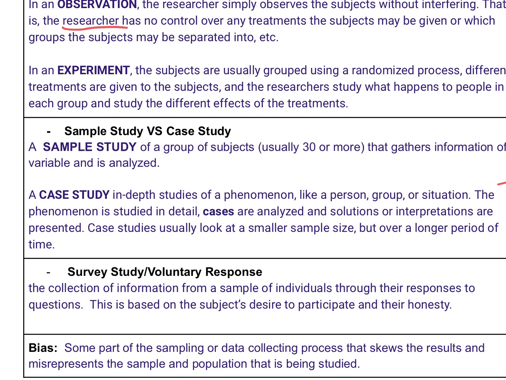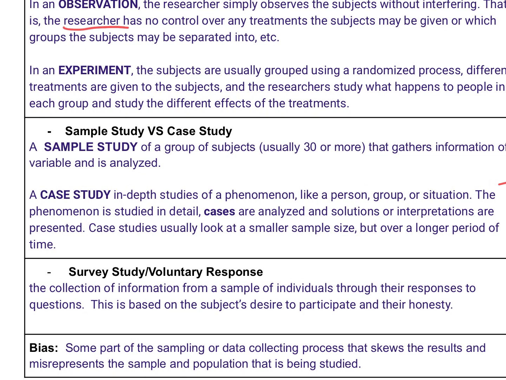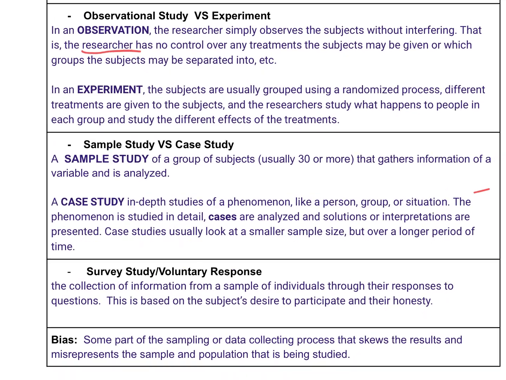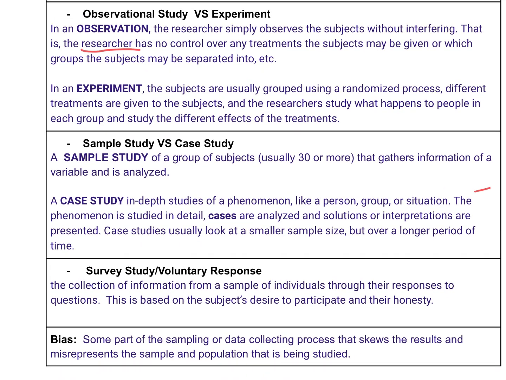Next up, we have sample and case studies, okay? Sample studies are groups of subjects that gather information on a variable and are analyzed. So the big thing here is that these are bigger groups, usually 30 or more. A sample study might be ACT prep. Let's say that 80 students take ACT prep each year in total, and I am gathering information. I'm going to compare the grade that they got in ACT prep and see if it correlates to their ACT score.